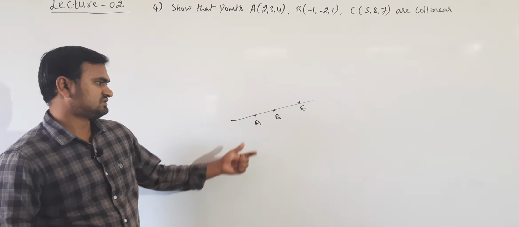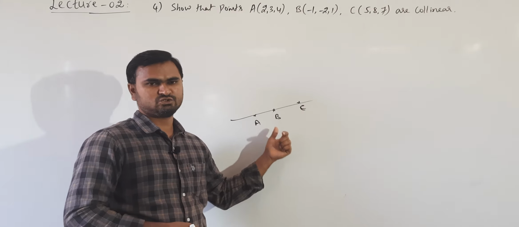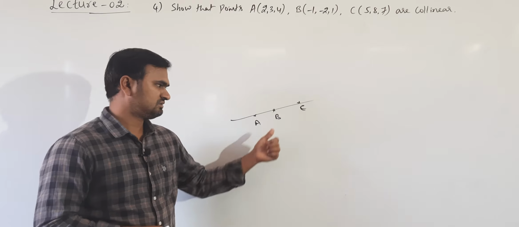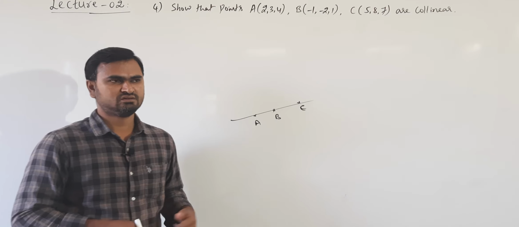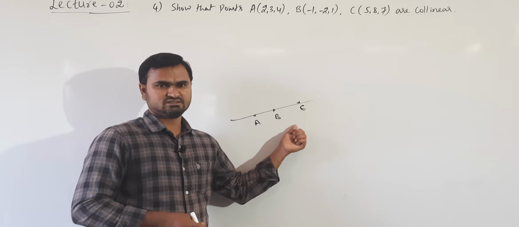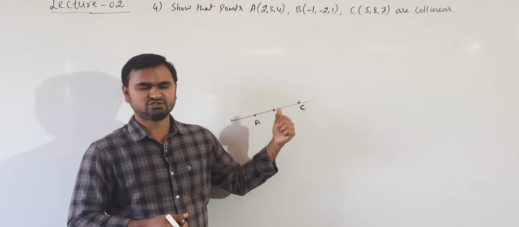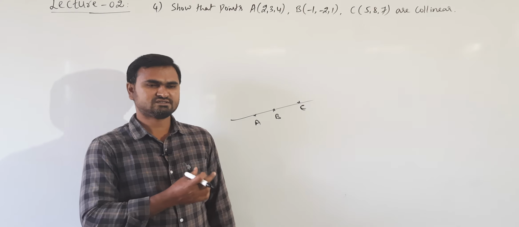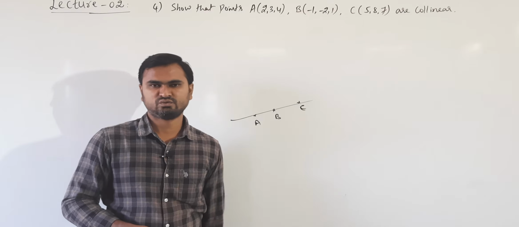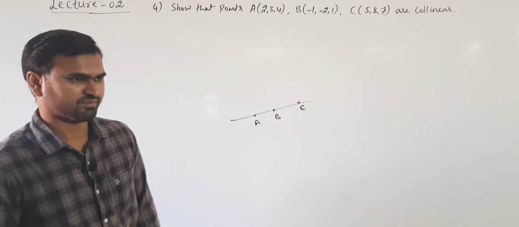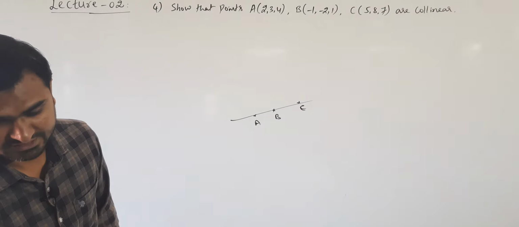Another method is using the section formula. Assume that B divides the line joining AC in some ratio k:1. Find the k value by equating the coordinates. First we equate the x coordinates and get some k value. Then equate the y coordinates, and if we still get the same value of k, and equating the z coordinates we still get the same value of k, then we can say that the points are collinear. That is using the section formula. These things we already discussed in the lower classes.